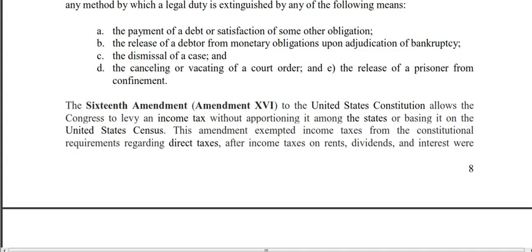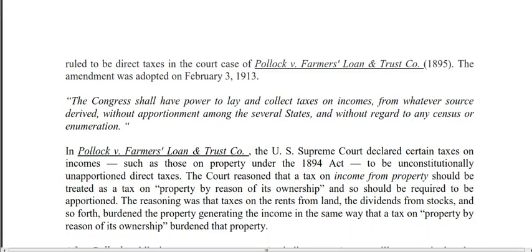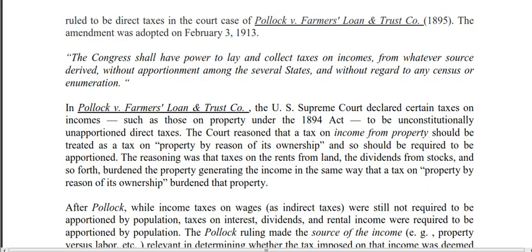The 16th Amendment to the United States Constitution allows Congress to levy an income tax without apportioning it among the states or basing it on the United States Census. This amendment exempted income taxes from the constitutional requirements regarding direct taxes after income taxes on rents, dividends, and interest were ruled to be direct taxes in the court case Pollock versus Farmers Loan and Trust Company, 1895. The amendment was adopted on February 3, 1913.